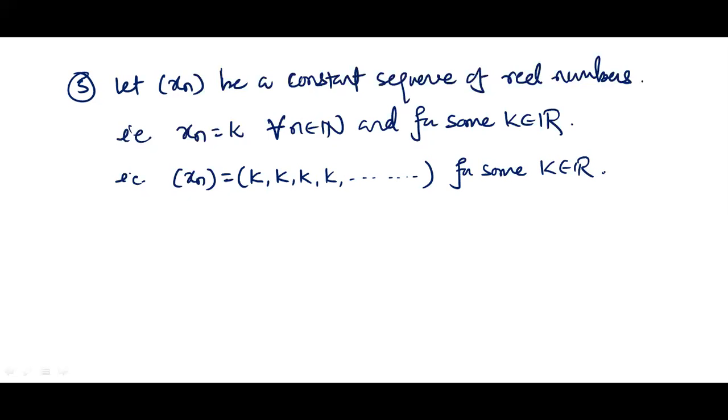Means if you take k is equal to 1, the sequence will be 1, 1, 1, 1 and so on. If k is equal to 0, the sequence is 0, 0, 0 and so on. If k is equal to, suppose, -3, then each term of the sequence is -3, -3, -3, -3 and so on. And so you can note that xn is a bounded sequence because it is both bounded above as well as bounded below.